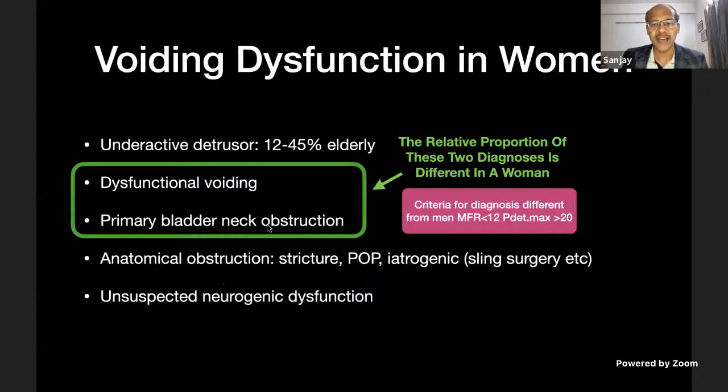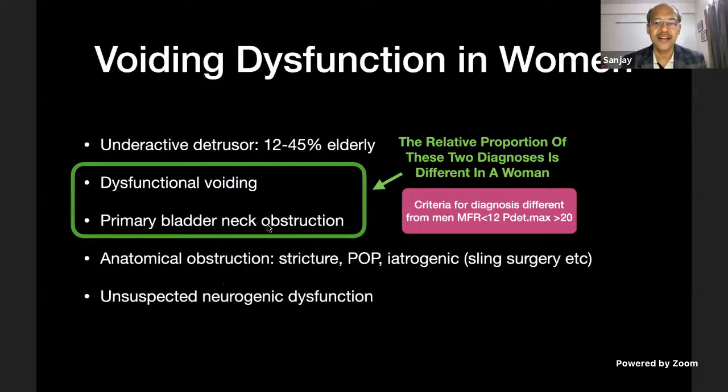The criteria for diagnosing obstruction in women is also different, and that's because of differences in lower urinary tract and pelvic floor physiology between men and women. And so we would label a woman obstructed at a far lower pressure compared to men. So if the voiding pressure is above 20 with a flow which is slow, then in a woman we would call this a bladder outlet obstruction.